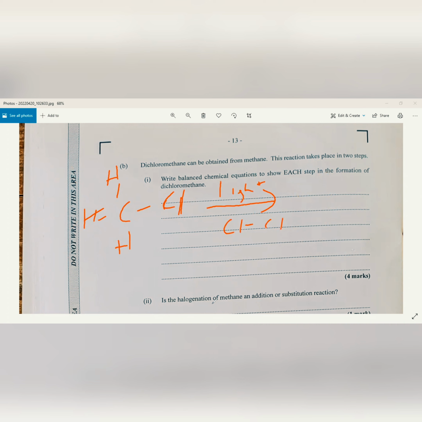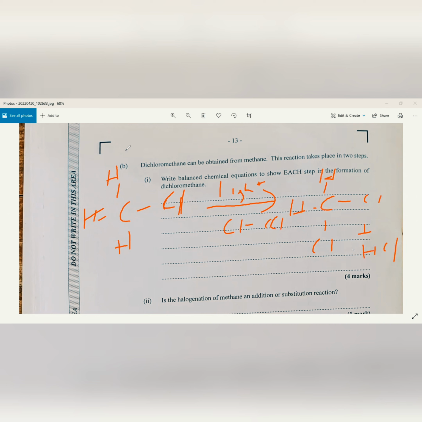We then react it with more chlorine in the presence of light, right? And then the chlorine is going to replace another hydrogen, and then the hydrogen is going to combine with the chlorine that was left back. So we're going to end up with CH2Cl2 plus HCl. Okay, so this would now be the second step in that process.